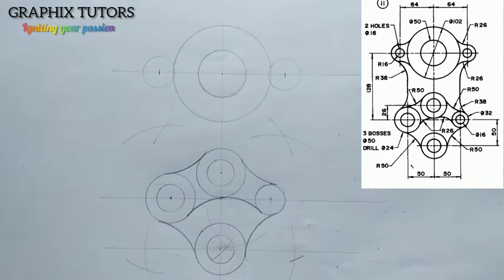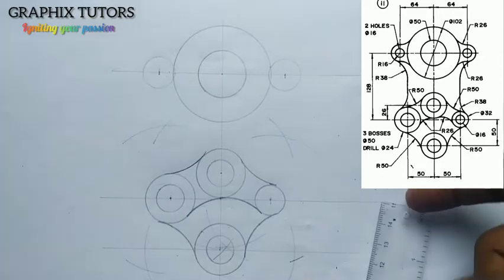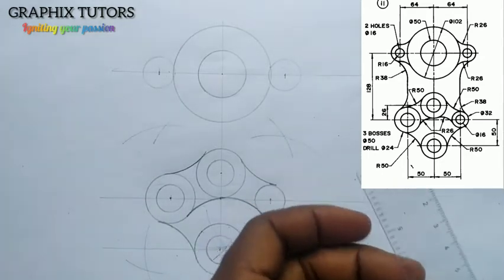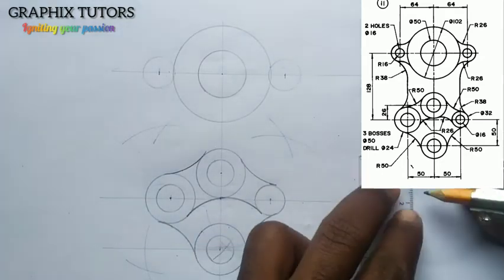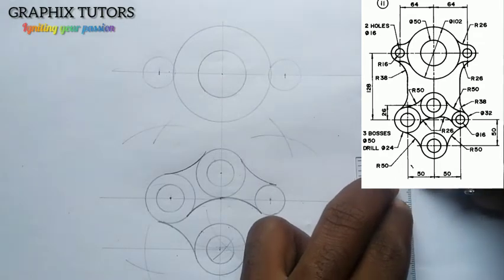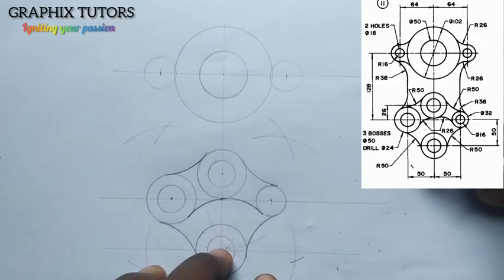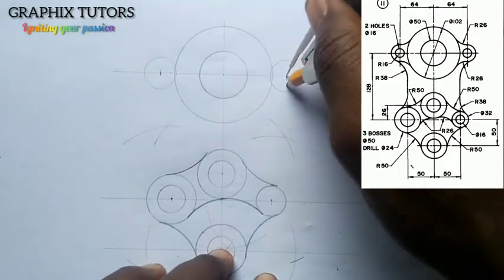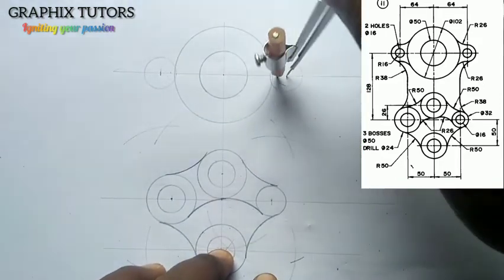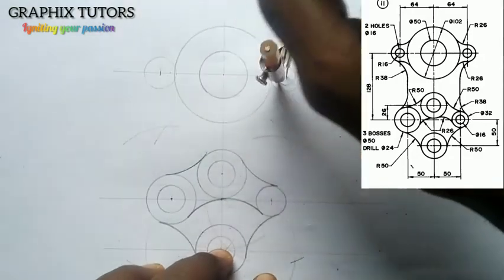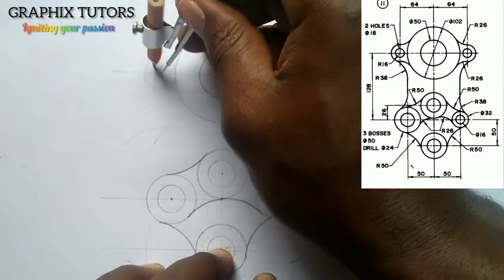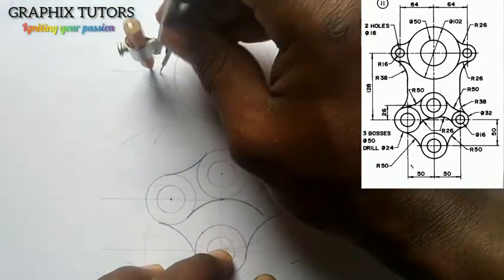So you measure 4 on your meter rule this way. Measuring the 4 from here to here is 4, right? And you place it on that point, and you just draw your circle, and you come here also, you do the same thing. You just draw your circle.